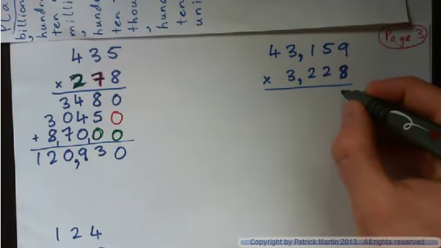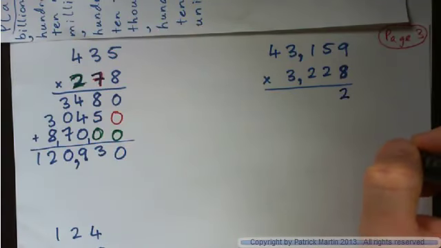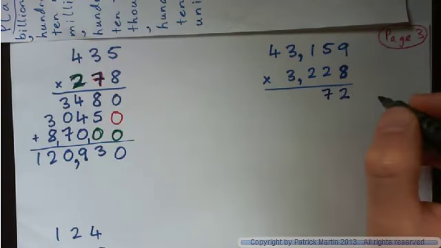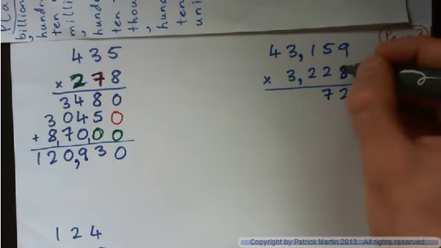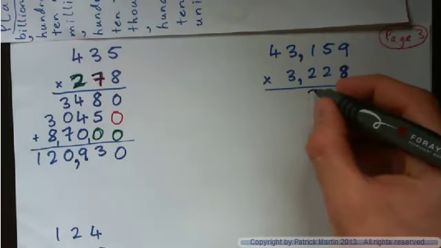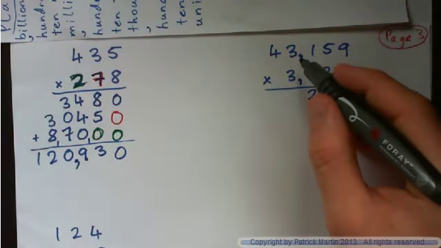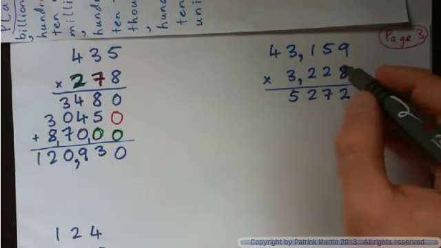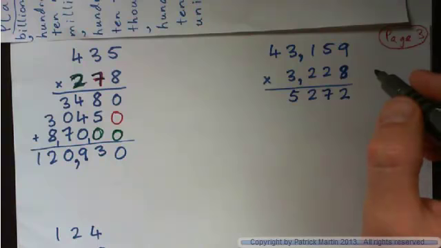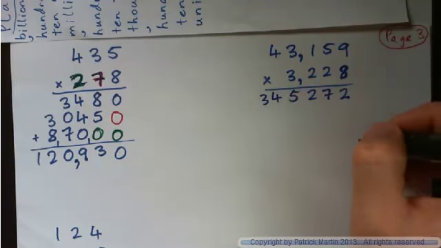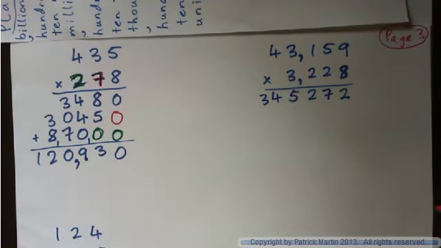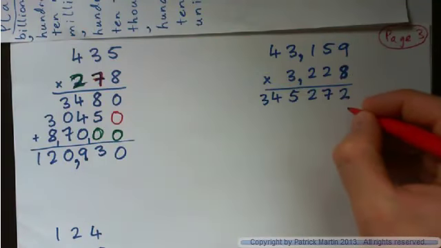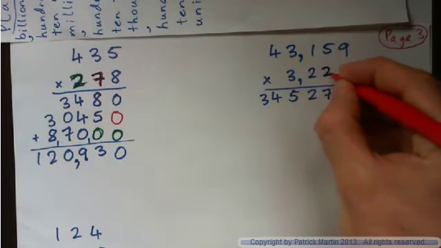8 times 9, 72, carry 7. 8 times 5, 40, and 7, 47, carry 4. 8 times 1 is 8, and 4 is 12, carry 1. 8 times 3 is 24, and 1 is 25, carry 2. 8 times 4, 32, and 2, 34. So hopefully I didn't make a mistake. Now we're going to put down a 0, multiply by 2.